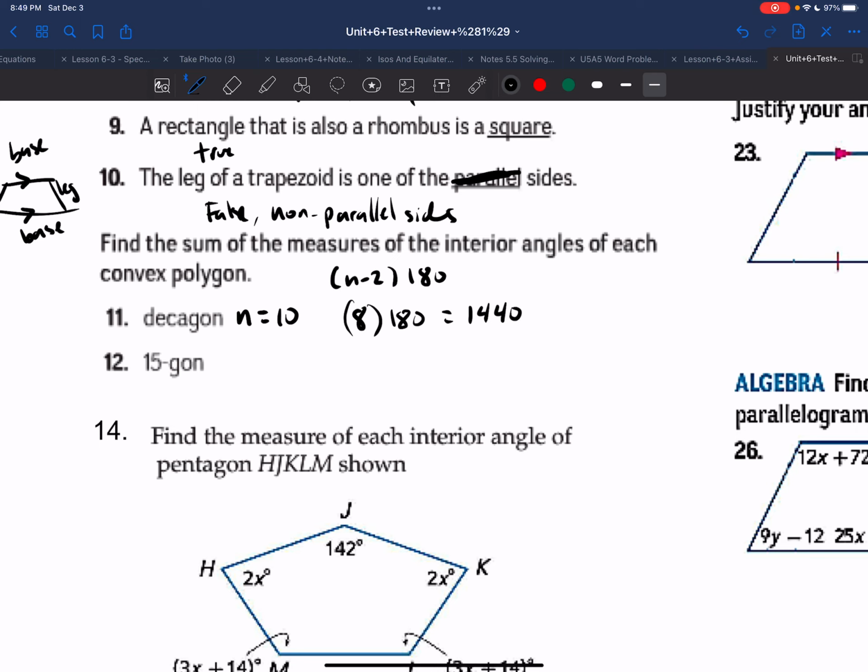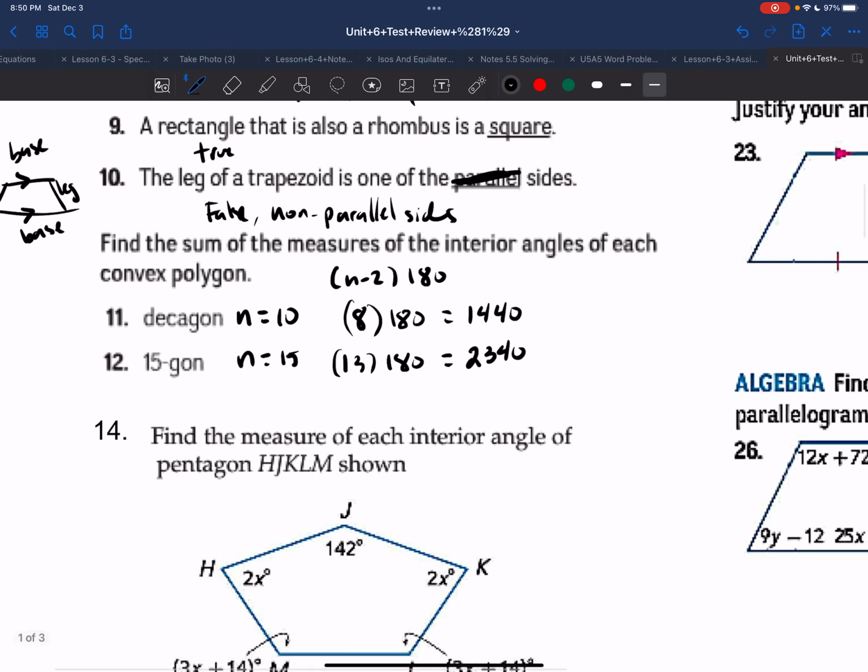And then for a 15-gon, n is equal to 15. So then I'm going to do 15 minus 2. That's going to give me 13 triangles. So 13 times 180, which is equal to 2,340. So the sum of the interior angles of a 15-gon is 2,340.